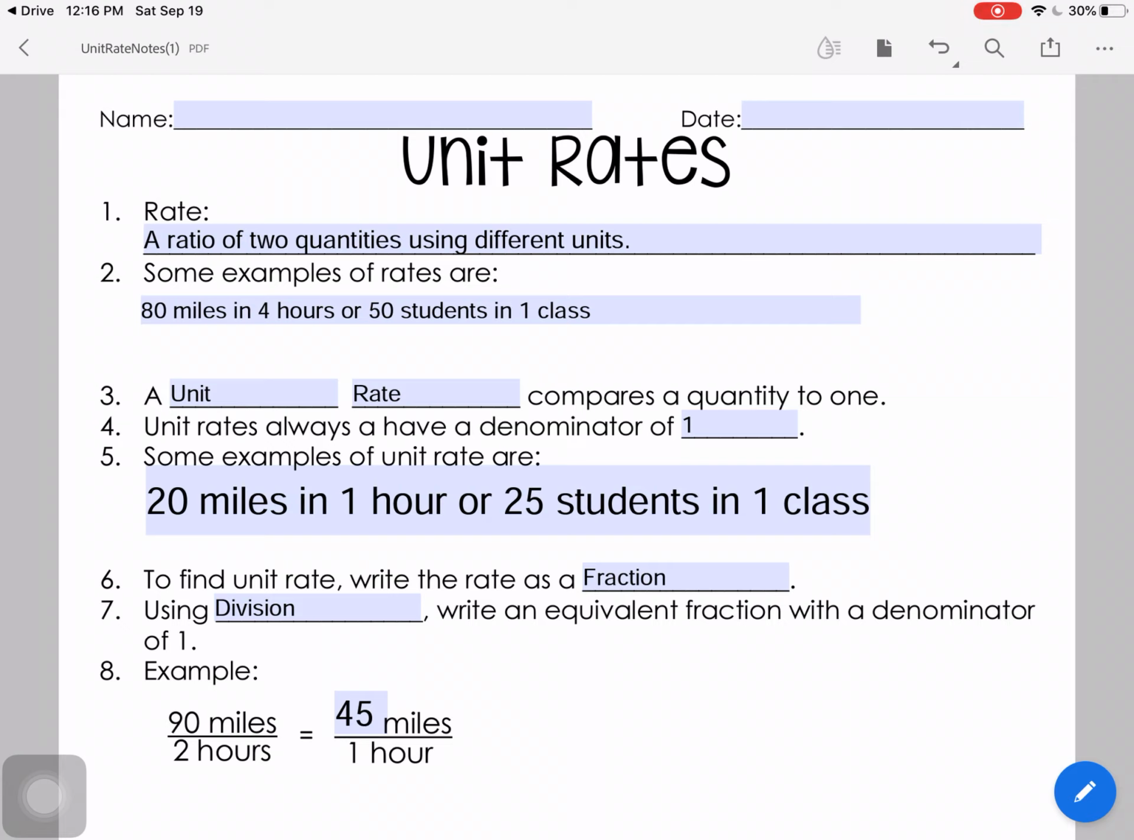For example, 90 miles in 2 hours will have a unit rate of 45 miles in 1 hour because we would divide 90 by 2 to get 45. Those are your notes.